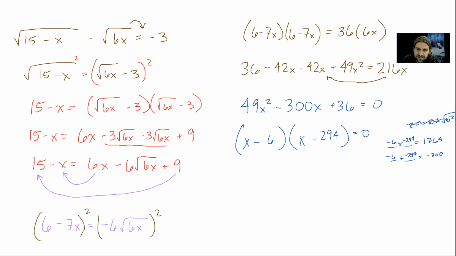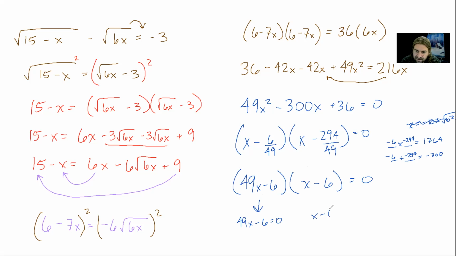But there is a number in front, so we divide by that number in front, 49. Now that number does not simplify, so we would slide it over. So this would be 49x minus 6 times, does 294 simplify? Yes, it does. It is 6. So we're going to set both of these equal to 0. One of the answers is 6, and the other answer is 6 over 49. We'd add the 6 over and divide by 49.